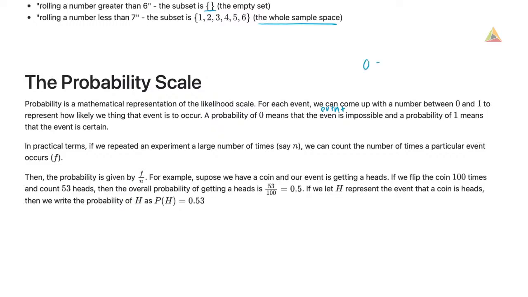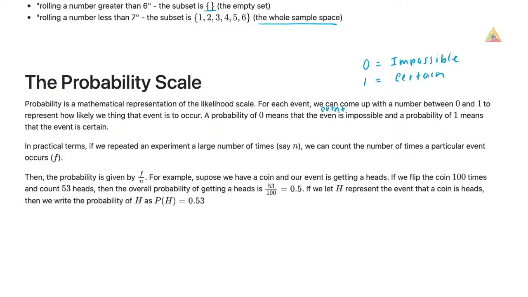So I'm just going to write this up here. 0 means that the event is impossible. So something like rolling a 7 on a die, and if you get a 1, that means that the event is certain. And usually the probability lies somewhere between 0 and 1, depending on what it is. So in practical terms, if we repeated an experiment a large number of times, we'll say n number of times, we can count the number of times a particular event occurs, f for the frequency. Then the probability is given by f over n.